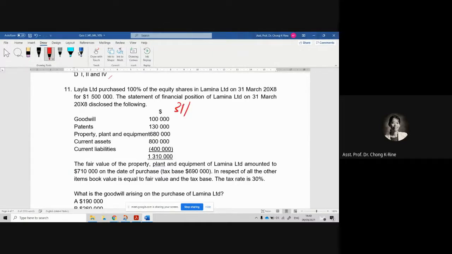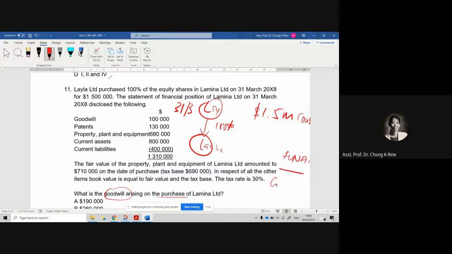31st of March, X8. Laila purchased 100% of the shares of Lamina, and the consideration is 1.5 million. Why do we want to know all this? Because we want to calculate the goodwill due to the purchase of Lamina later on. So we want to calculate consideration minus fair value of identifiable net assets of the subsidiary, then only we will be able to get the goodwill. So that's our step.